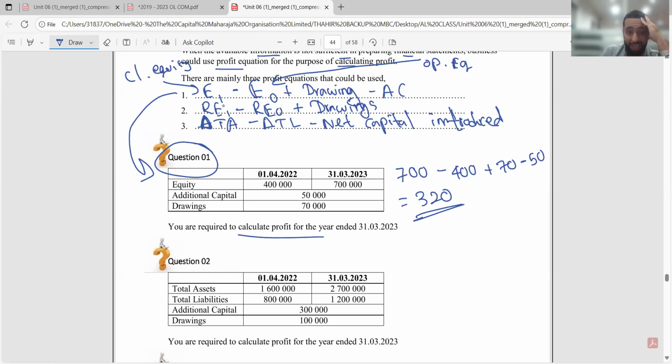What is this change in TA, change in TL? This is change in total assets and change in total liabilities. For question number 2, you will have to use this formula. I'll give you all another 1 minute. Quickly do this. By 5:53 we are meeting.